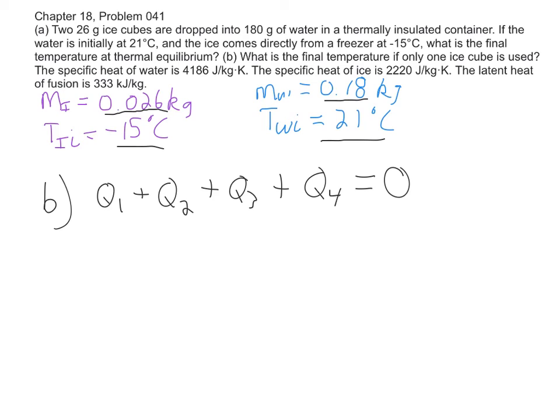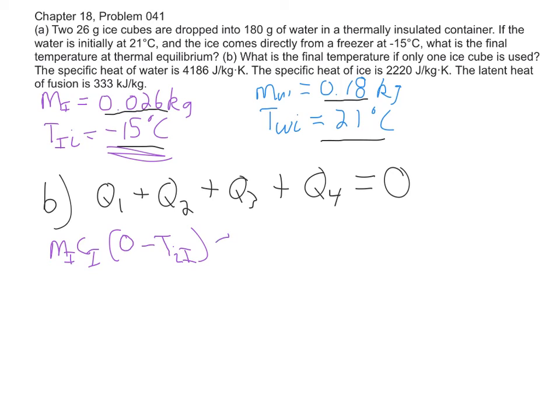So Q1, that again was our ice warming. So what that's going to look like is the mass of the ice times the specific heat of the ice times the delta T of the ice. So I'm going to actually write this out so we understand what we're looking at. The delta T of the ice is your ending spot, which is 0. The ice only gets up to 0 and then it turns into water, so we're not going up to the final temperature. 0 minus wherever we started, T initial of the ice, which as we can see up here is just negative 15. Alright, that's Q1.